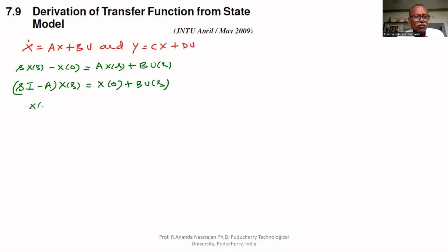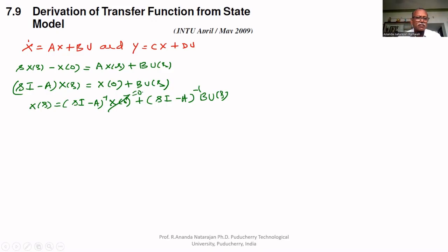or X(s), multiply on both sides by (sI minus A) inverse. You will get X(s) equal to (sI minus A) inverse x of 0 plus (sI minus A) inverse BU(s). To find the transfer function, let us assume zero initial condition. That is, x of 0 is a null matrix. Therefore, X(s) equal to (sI minus A) inverse BU(s). Let that be equation 1.